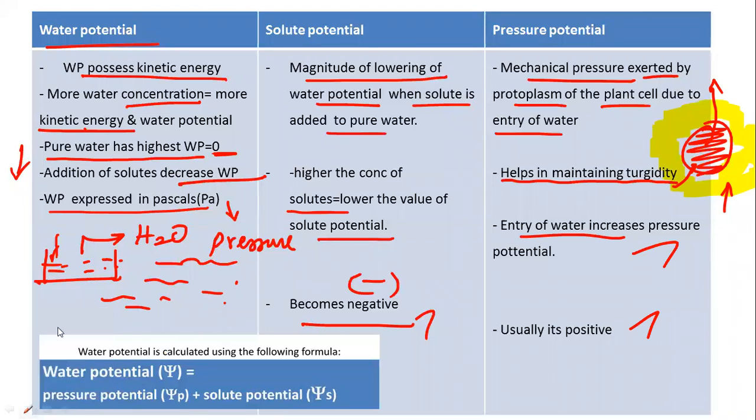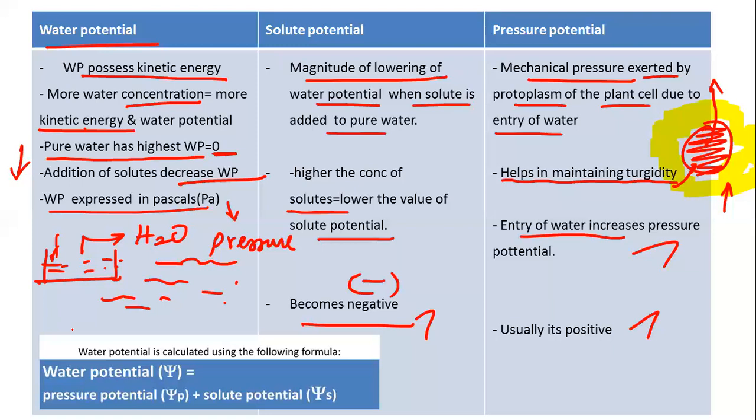What is water potential? Water potential is nothing but pure water, only water molecules present in a solution, and that is called water potential. It has a high potential when it creates high kinetic energy. When we add some solutes to that water solution, the purity of the water will be reduced, and it becomes negative. That is solute potential.